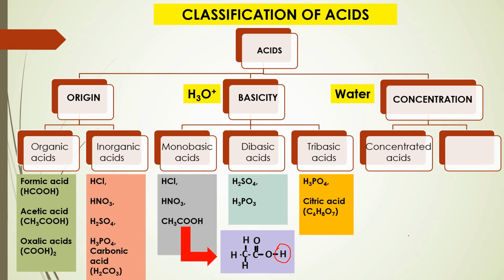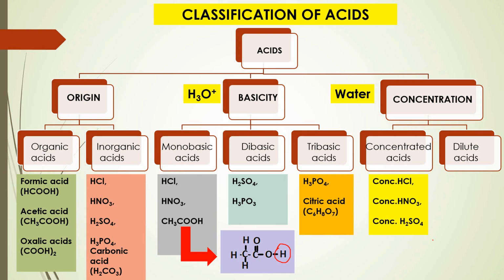The first one is concentrated. For example, we say concentrated hydrochloric acid. If the amount of acid present is a little high in a fixed amount of water, then we say concentrated. So HCl can be concentrated. Nitric acid, if its amount is more in a definite quantity of water, is called concentrated nitric acid. In the same way, if the amount of sulfuric acid is more in a definite amount of water, we say concentrated sulfuric acid.